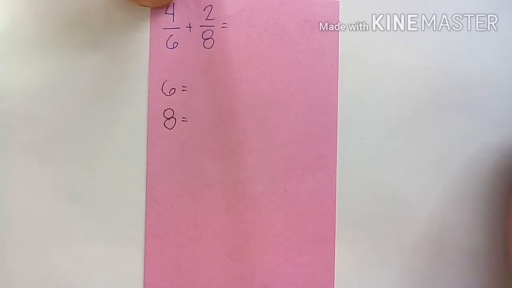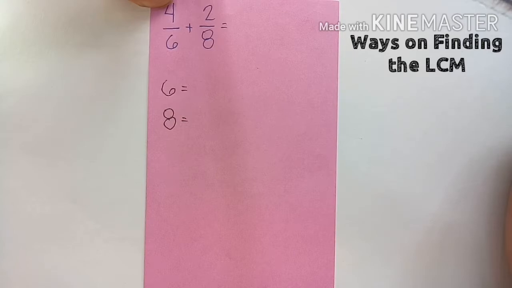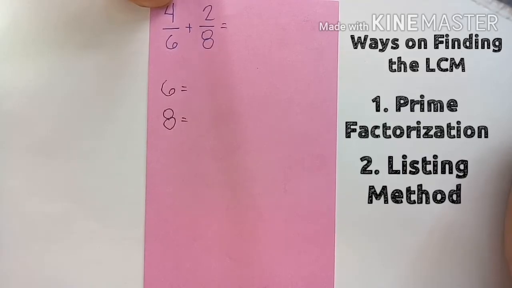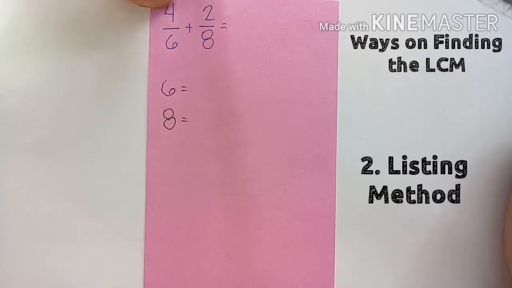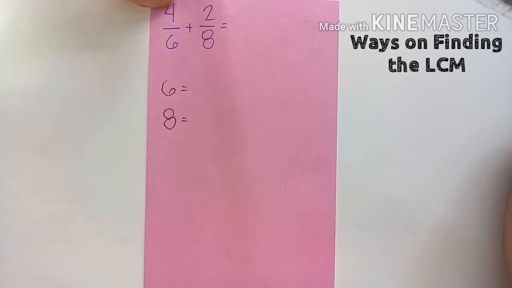There are two ways on how to find the LCM of a pair of numbers or of these denominators, and you can look it up in the module that you have received. Meron doong nakasulat na steps on how you can find the LCM. One is using prime factorization and one is using the listing method. In this video, we are going to use the listing method, which I think is easier for you. Kasi sa listing method ginagamit natin yung pagre-recite ng mga multiples. Yun naman ay lagi na natin ginagawa.